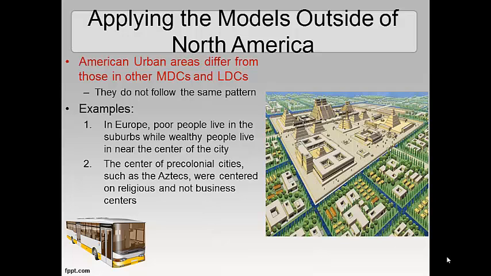Now, if we look back at pre-colonial cities, the central business district was not located in the center. Rather, religious structures were. One example I can give you is the Aztecs. If you see here, you see the ziggurats, the temples in the middle. Religion was the main focal point, and actually business was surrounding the religious areas along with residential areas.